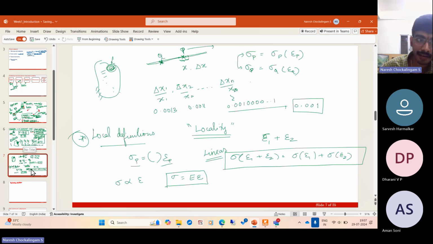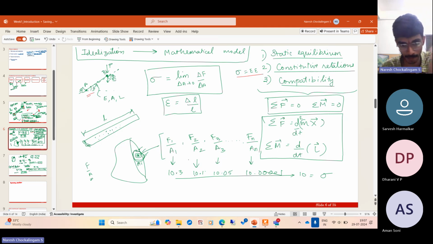First thing, this bar has to be in equilibrium. If you take a small segment of the bar, it is subjected to a stress sigma 1, and the adjacent segment is subjected to a stress sigma 2. I'm taking two segments next to each other, segment 1 and segment 2. It has to obey Newton's laws, so these internal forces have to be equal and opposite, which means sigma 1 has to be equal to sigma 2.